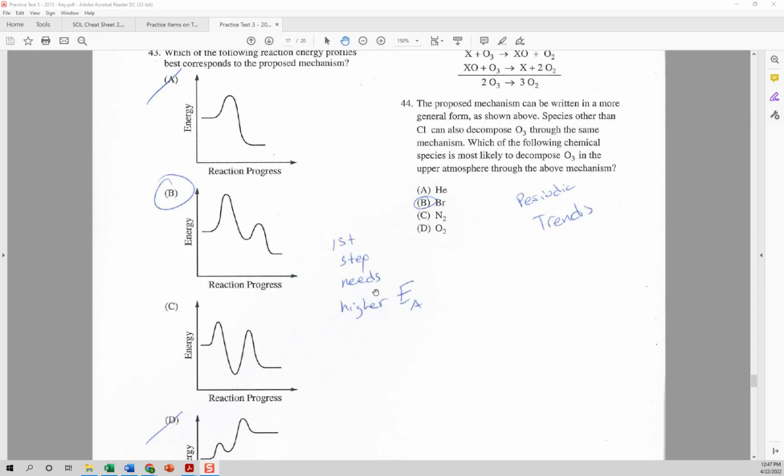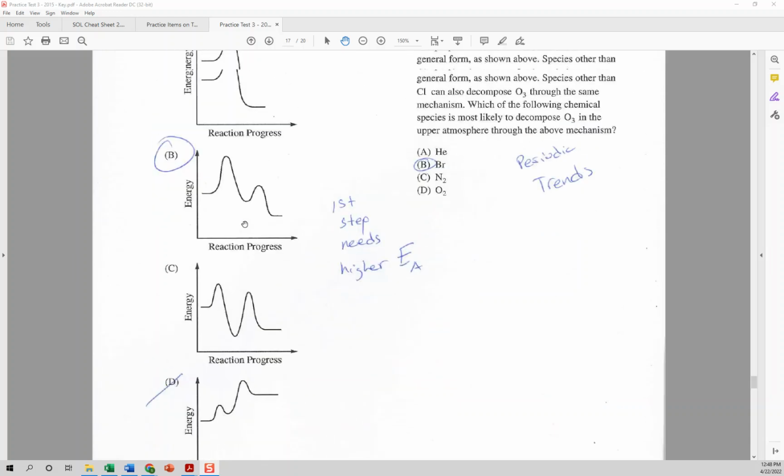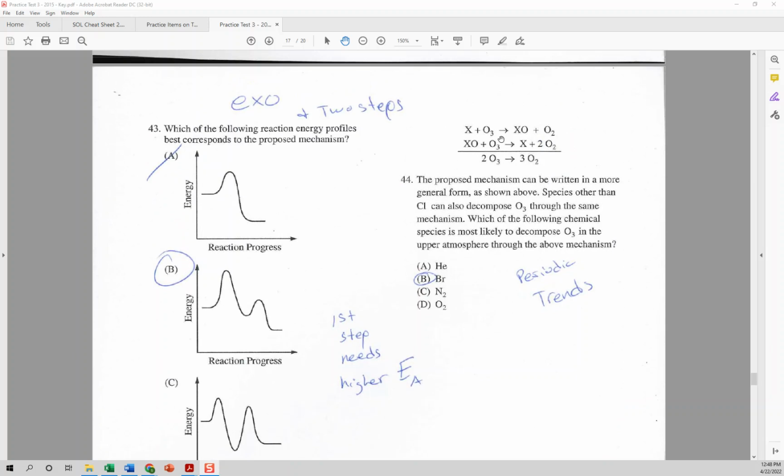And then it's got to be the one where the first hump is the highest, from the starting point to the top of the hump. So this has a higher activation energy than that, and this from here to here is a higher energy than from here to here. So B, because the first step is the slow step, right? And then here we have that same mechanism, only chlorine is replaced with X. So what else could we use instead of chlorine? Well, something in chlorine's group, so bromine, periodic trends.